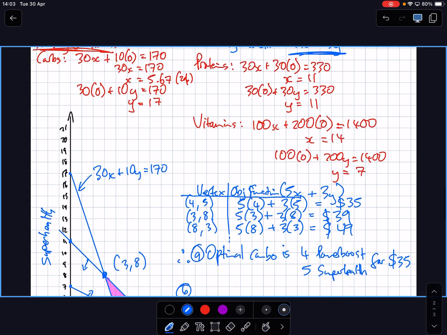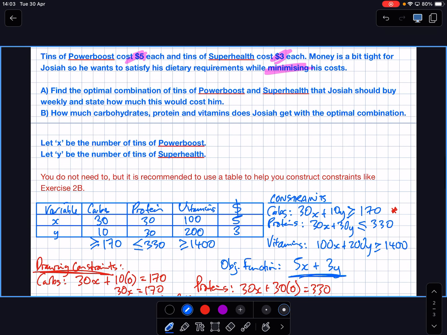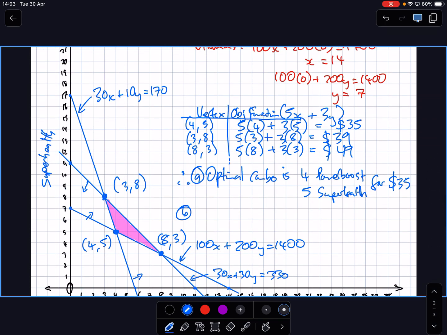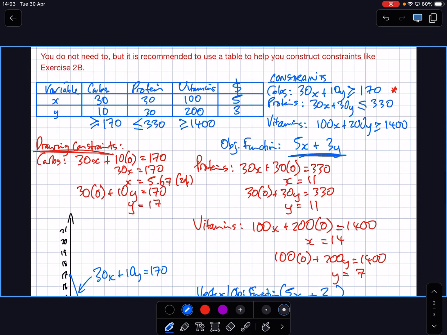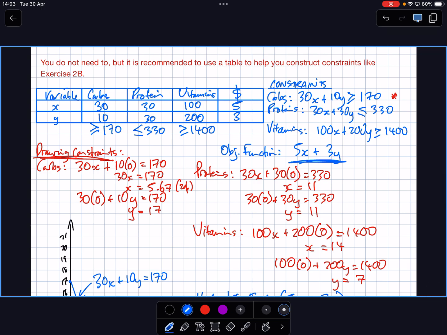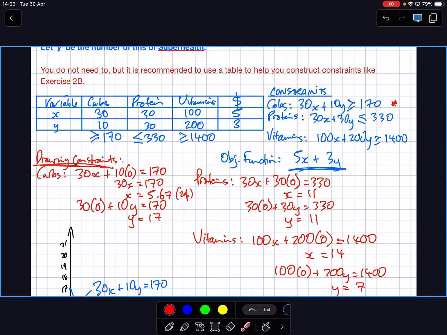All right, I'll quickly answer B so you can work on it. How much carbs, protein, and vitamins does Josiah get with the optimal combination? Where do I have some algebra that tells me how much carbs, protein, and vitamins is here? The table. Do I have a bunch of constraints? Right now, those constraints are telling me what I can't exceed or go less than, but I can also use these to work out how much that I actually get with this solution.